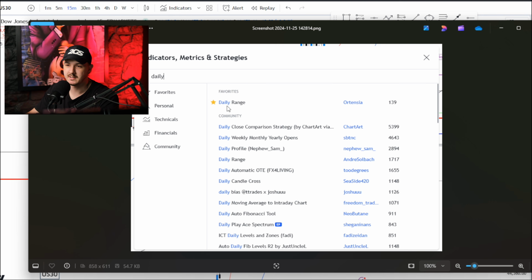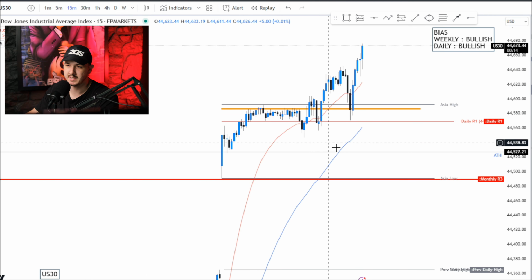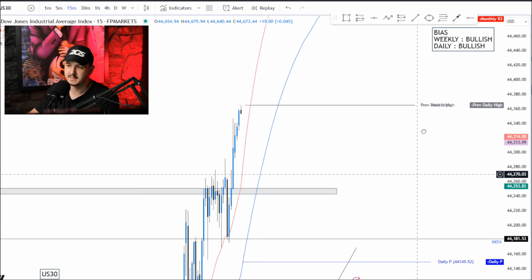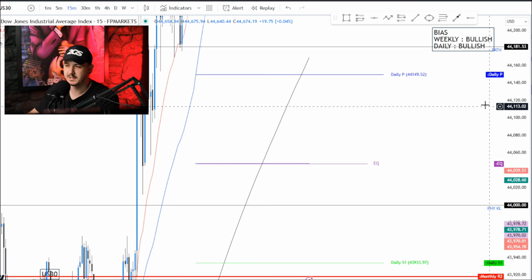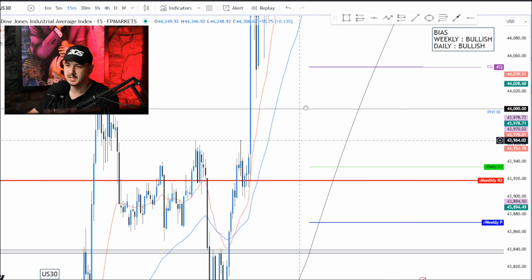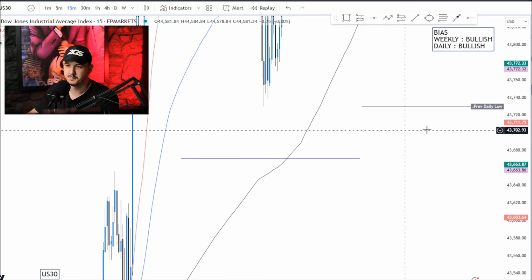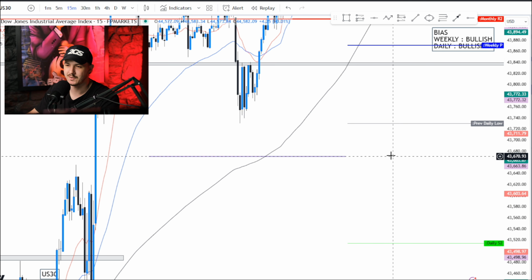That's the big one you need, daily range by Hortensia. All right, that's what you need to look for over there. Now when you get it, it's going to show as a little blue line like this saying EQ, or over here a little blue line on your charts.